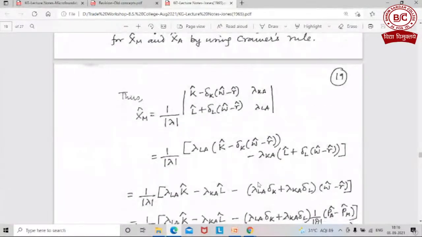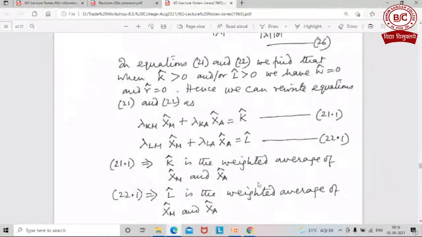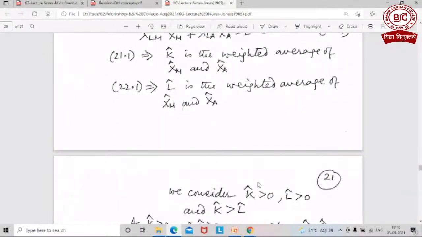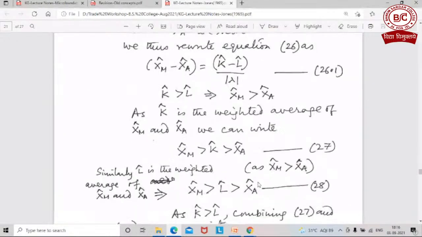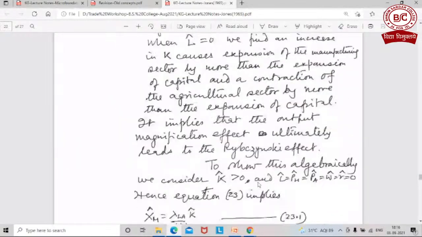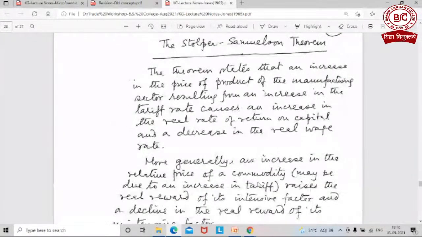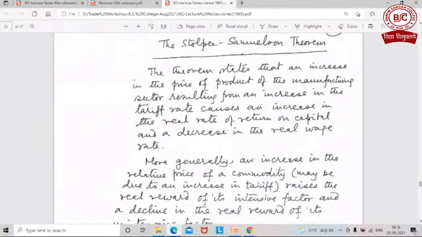But I don't like these questions, actually, these mathematical results. Is it okay? The intuition is very, very simple. So no question of going to the output magnification effect. Even for the price magnification effect, I think a better way is to consider it in terms of the Stolper-Samuelson theorem, as I said. The Rybczynski theorem says that as capital endowment increases, the capital intensive sector expands, whereas as labor endowment increases, the labor intensive sector expands and the capital intensive sector contracts.